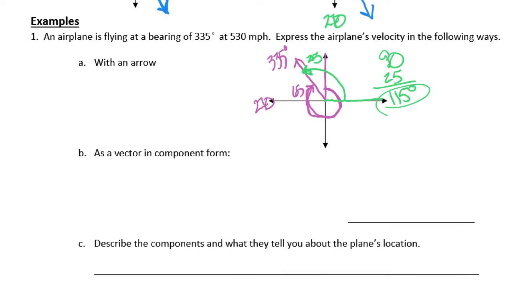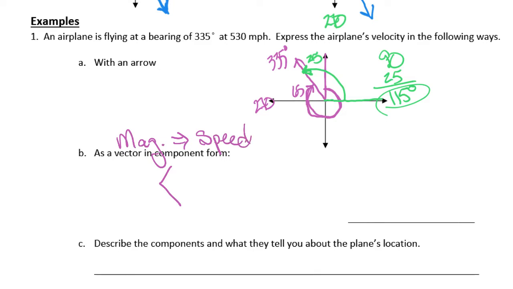Part B asks us to express the airplane's velocity as a vector in component form. Let's recall that the magnitude times cosine is going to give us our x direction, and the magnitude times sine is going to give us our y direction. Magnitude is speed when we're talking about velocity and vectors.